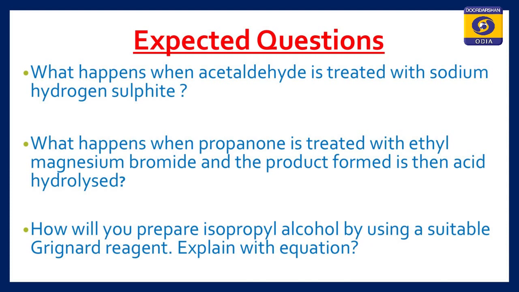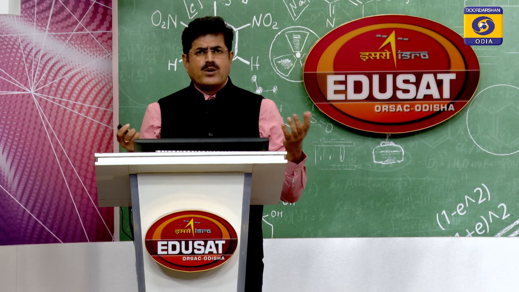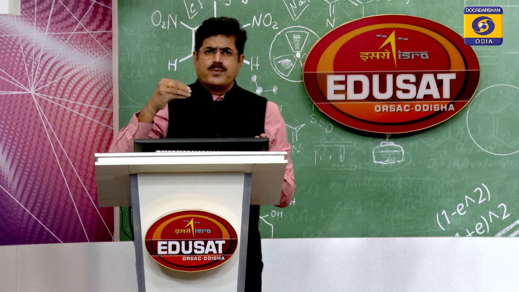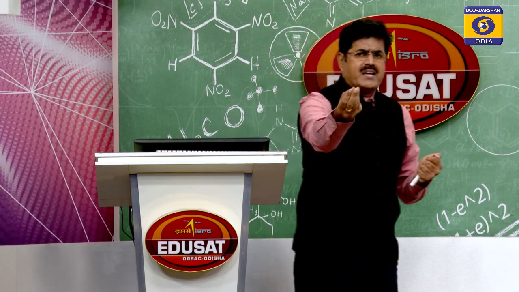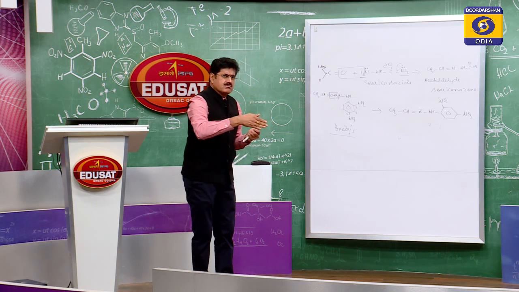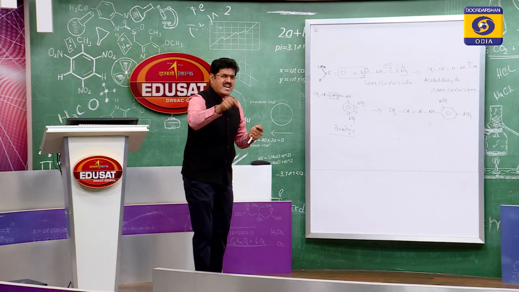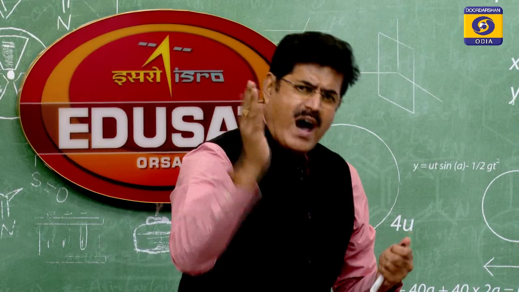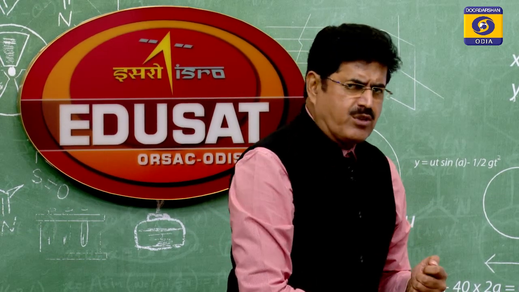white crystalline solid. Next, what happens when propanone is treated with ethyl magnesium bromide and the product formed is then acid hydrolyzed? Propanone, I mean acetone, with ethyl magnesium bromide, a Grignard reagent. When ketones are treated with Grignard reagent, it gives tertiary alcohol, you know this. Students, I have already told you that ketones when treated with Grignard reagent give tertiary alcohol. Here the question is: what happens when propanone is treated with ethyl magnesium bromide and the product formed is then acid hydrolyzed? Let us see.